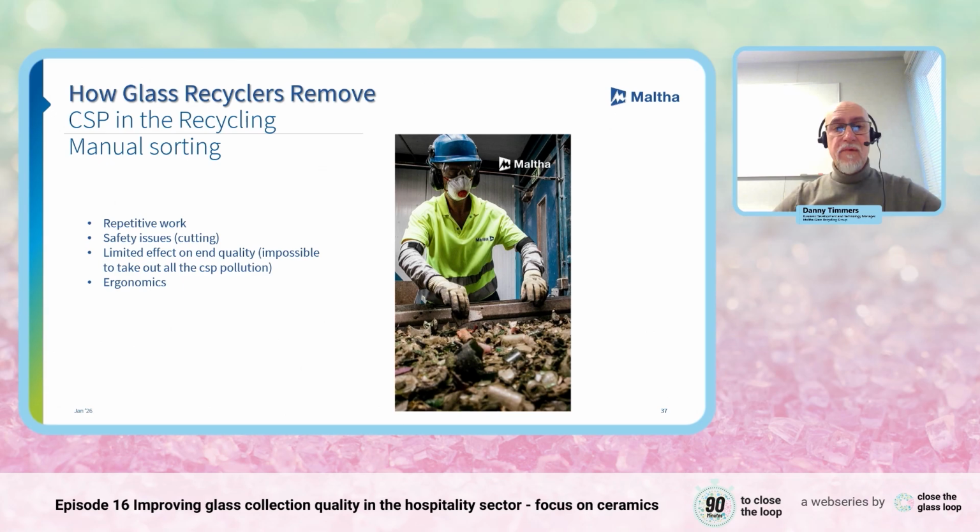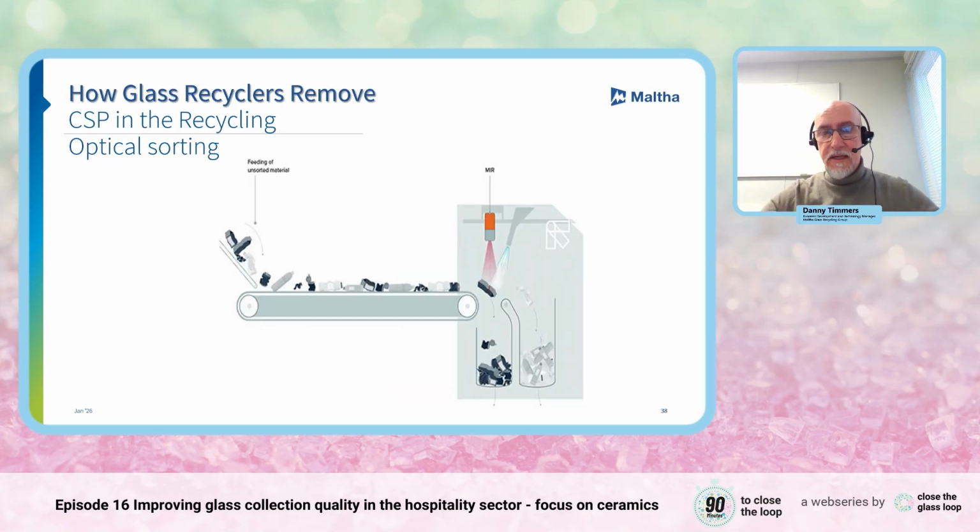So you have a repetitive work where you can have injuries of doing the same movement all day. It's a safety issue because you are with your hands in really sharp glass, which, as you can imagine, isn't ideal at all. And also, it has a really limited effect on the end quality, meaning you cannot take out every piece that's in there. You can only take out the big chunks where your eye falls on what you see that you are able to pick. And of course, the ergonomics is also not ideal.